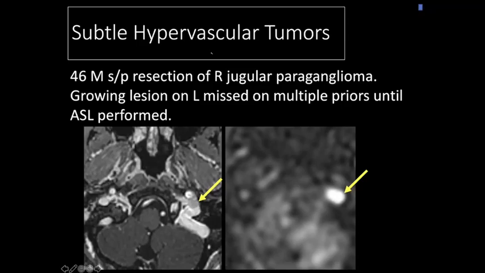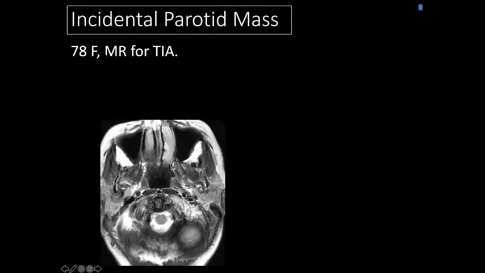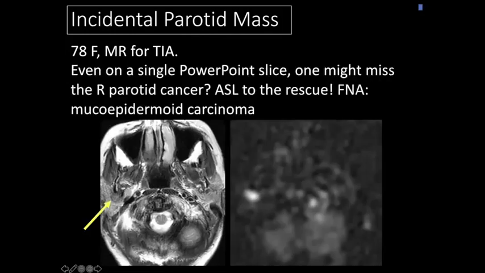Here's a patient who is 78 years old who underwent an MR for TIA. There is a lesion in the right parotid gland, but it would be very easy to walk by this on a routine MR for TIA. In this particular case, ASL to the rescue. You can see on the ASL that there is a bright lesion in the right parotid gland. Our eye is drawn to this mass lesion, and this turned out to be a mucoepidermoid carcinoma. So much better if we don't miss this lesion. This patient did undergo a subsequent surgical resection of her tumor.